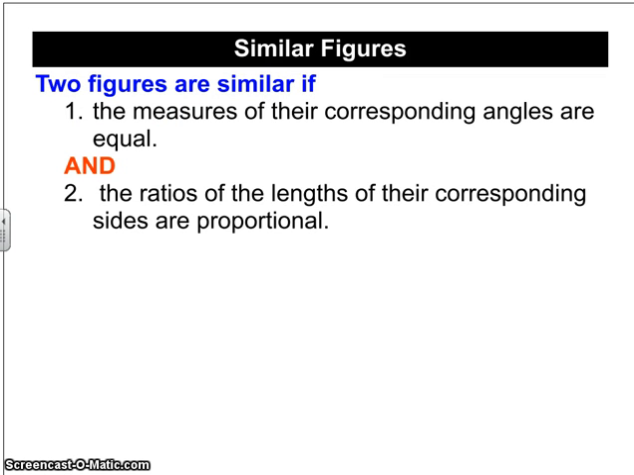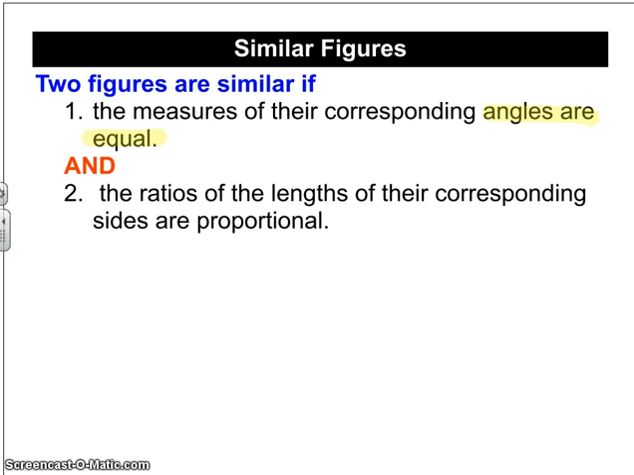For similar figures, if you're looking at two shapes and you want to determine if they are similar, it can't just be done by looking at it. You really have to do some math. And step number one, you should always start first with the angles. Similar figures are indeed similar if the angles are equal. The angles must be equal to each other.